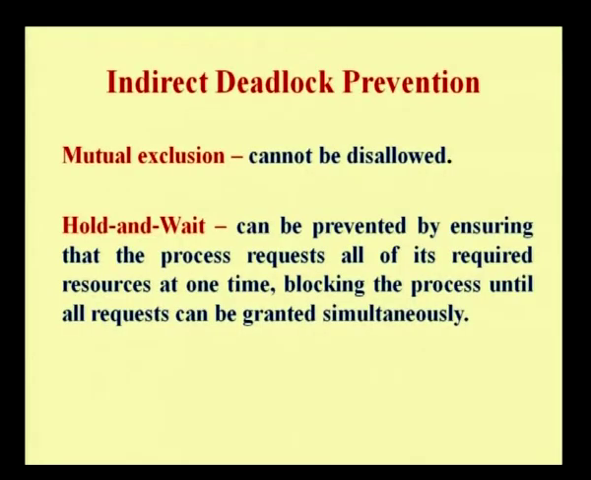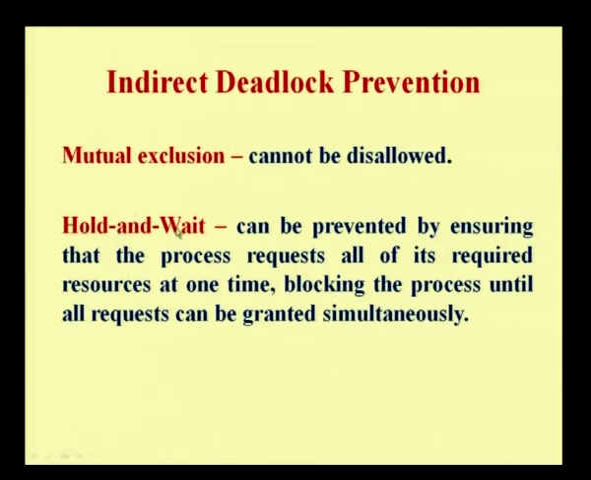Now what is indirect deadlock prevention? How do these 3 conditions come under indirect deadlock prevention? Let us see. In indirect deadlock prevention, the first point states mutual exclusion cannot be disallowed. What does it mean? It means it can be allowed. So you need to allocate a resource in such a way that only one particular process will be working at one particular instance of time. So you are going to use only one resource in one instance of time.